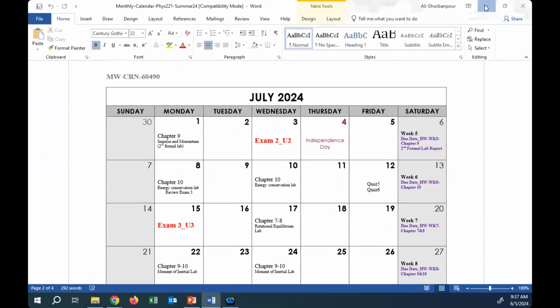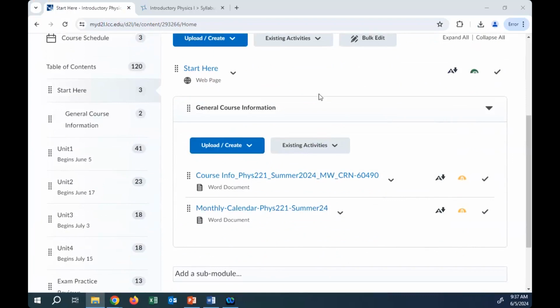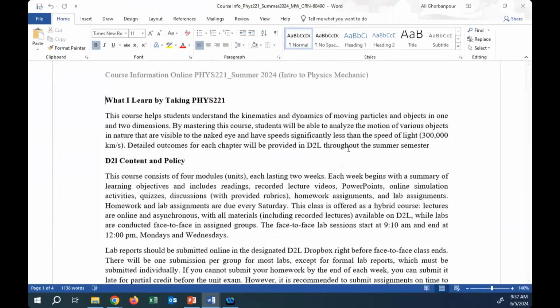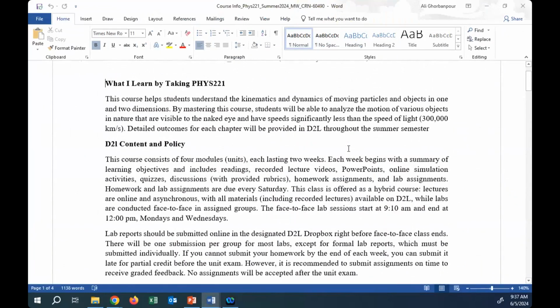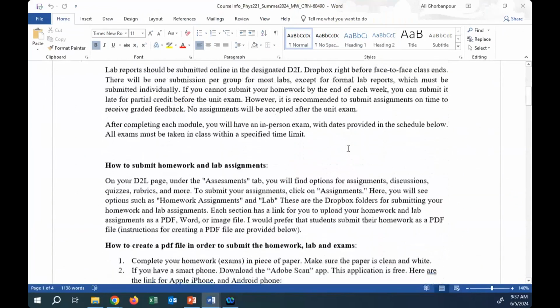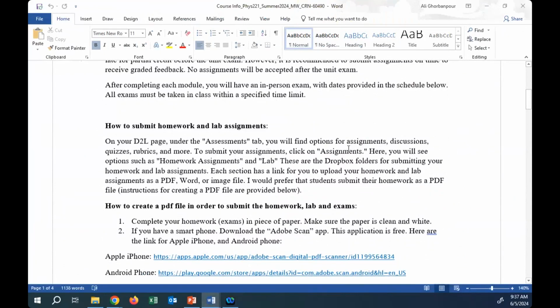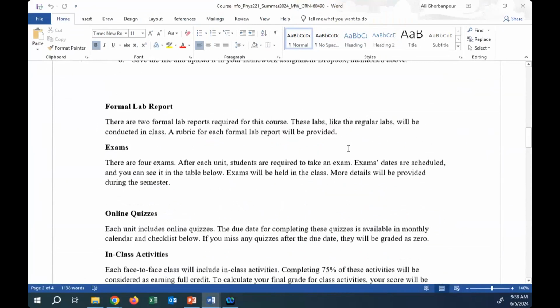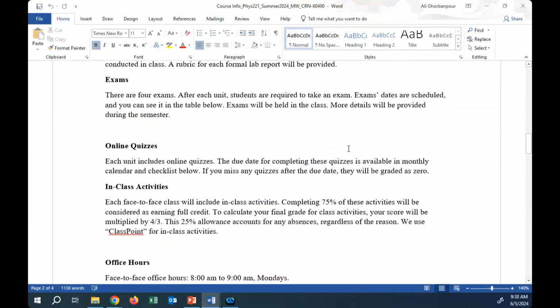So the other file that you need is the course information. It's highly recommended to read this course information again, the D12 content and policy, and how to submit your homework and lab assignment. I will try to explain all this today in 20 minutes, and then we will start our first lab.